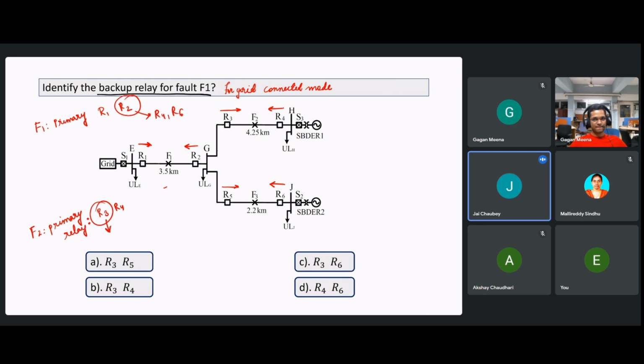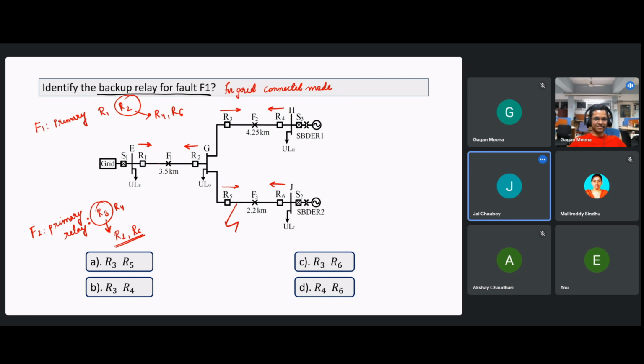R3 will have two backups. Which are those two? R6, and also R2 will act as a backup. No, just check once again because we have to see this direction. Fault current, no, R1. Sorry, R1. Correct. This direction, so R1 and R6 both can act as backup. Yes.